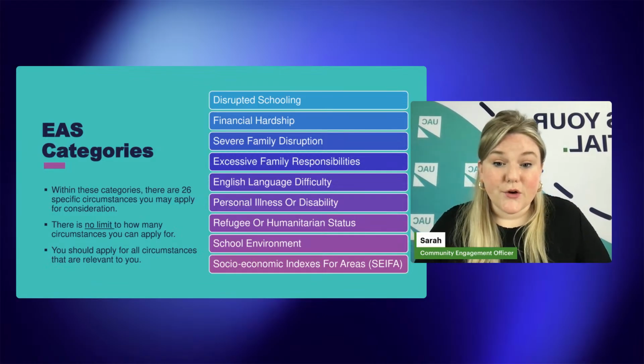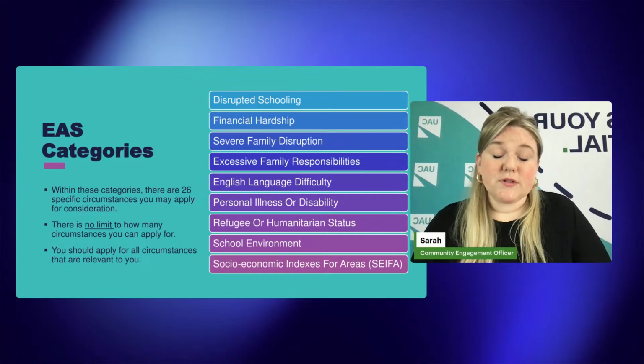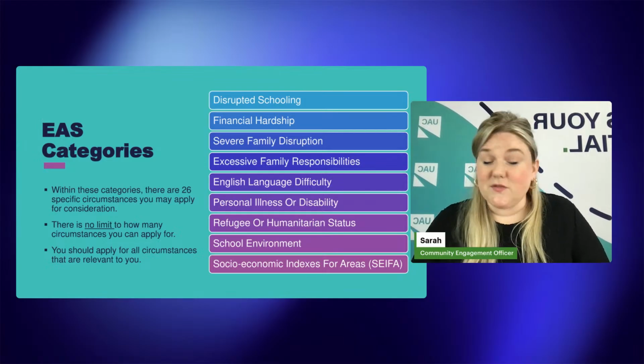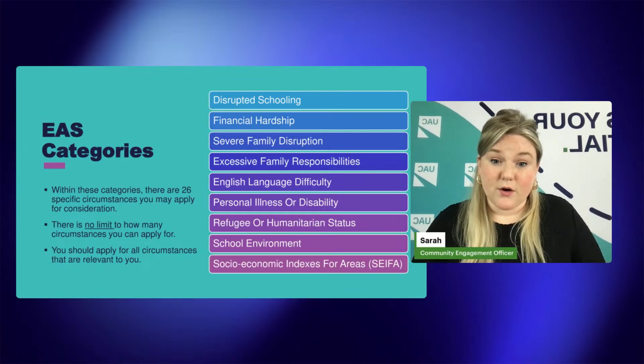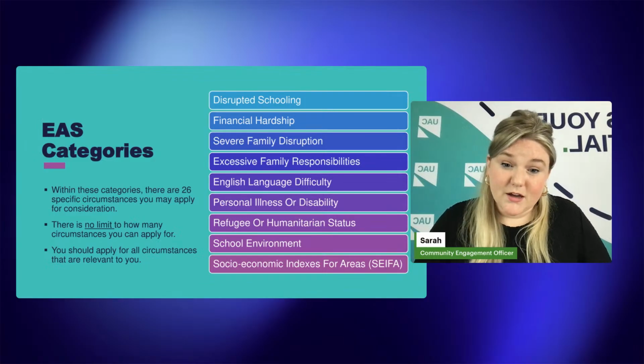The next category is English language difficulty. An example of this is if you've started year 11 or year 12 in Australia from overseas in a non-English speaking country.